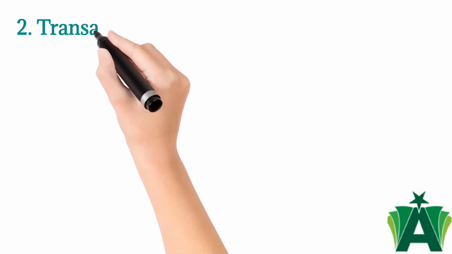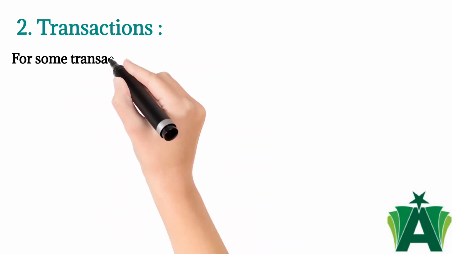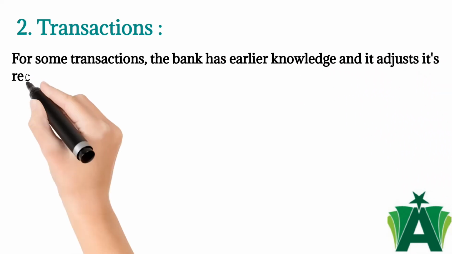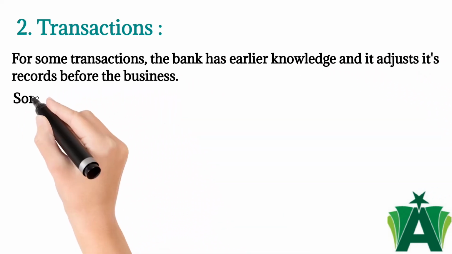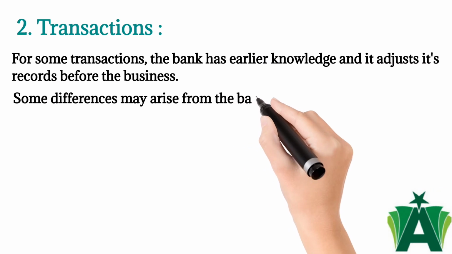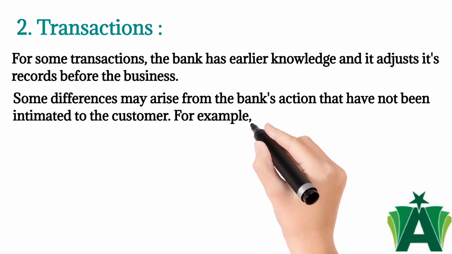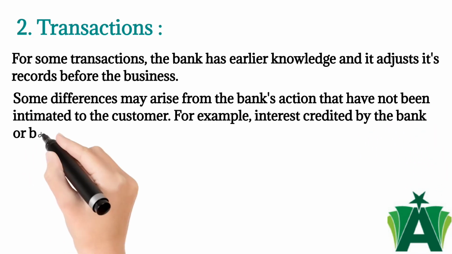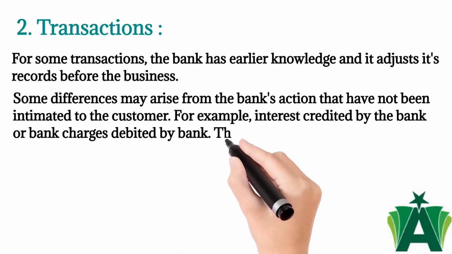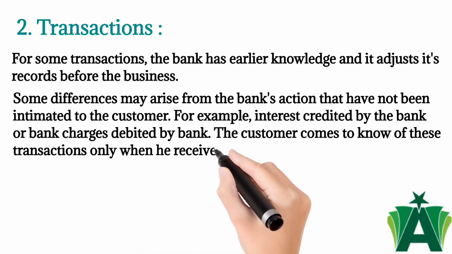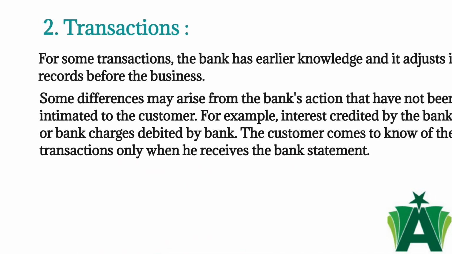Number 2, transactions. For some transactions, the bank has earlier knowledge and it adjusts its records before the business. Some differences may arise from the bank's actions that have not been intimated to the customer. For example, interest credited by the bank or bank charges debited by bank. The customer comes to know of these transactions only when he receives the bank statement.